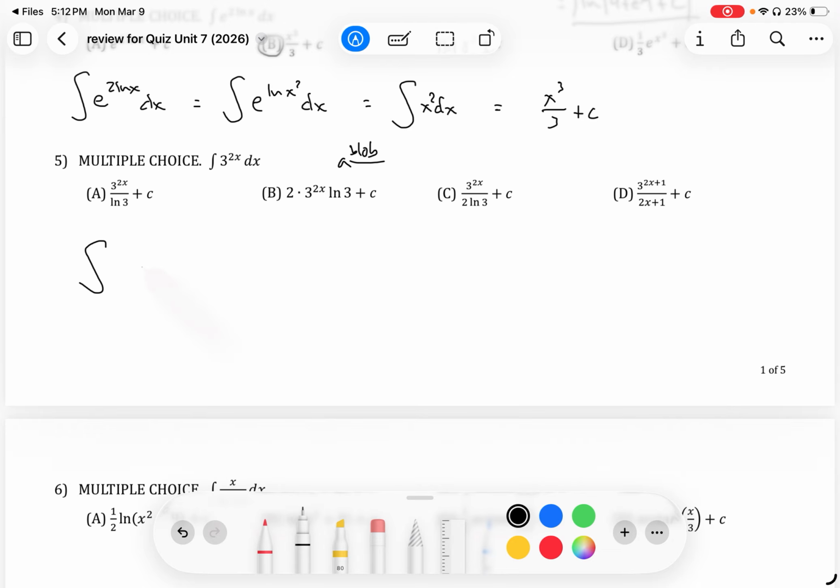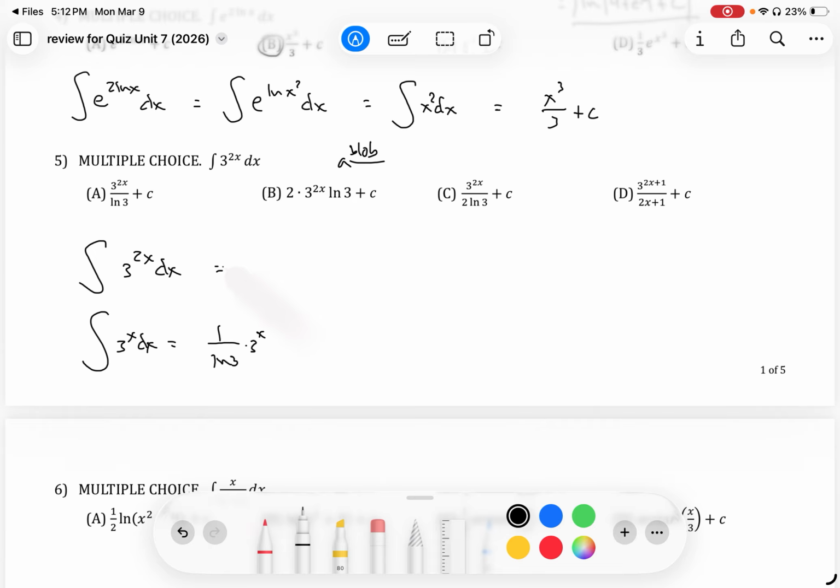So I know that the antiderivative of 3 to the 2x is simply 3 to the 2x divided by ln 3. But then I also need to divide by 2 because that is the derivative of 2x. So I'll just remind you for this that if I had the antiderivative of 3 to the x, that is simply 1 over ln 3 times 3 to the x.